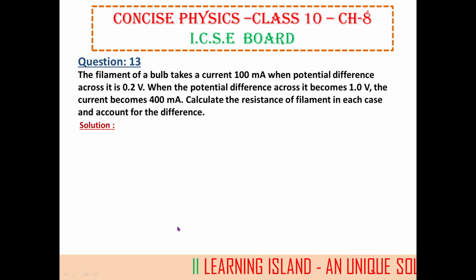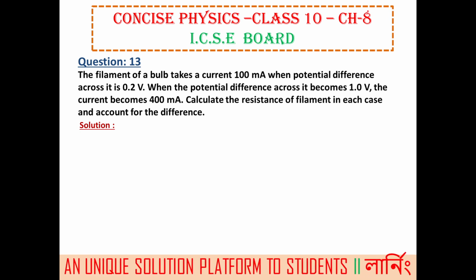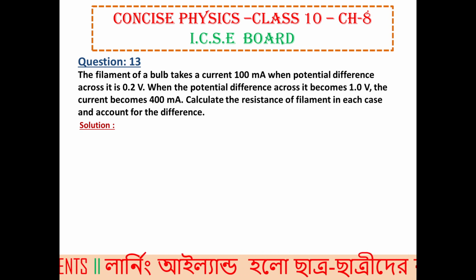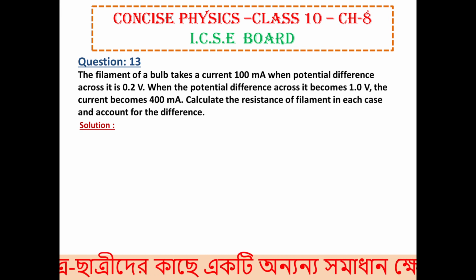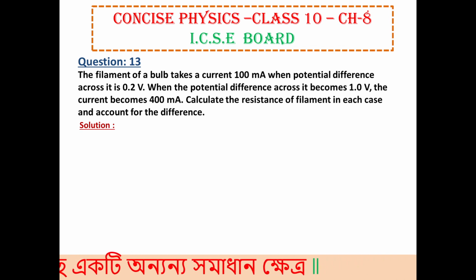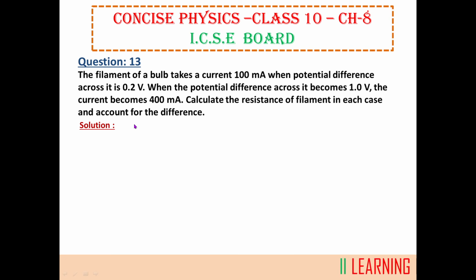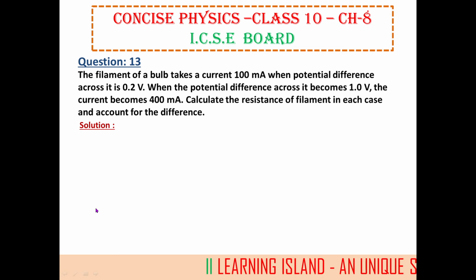The filament of a bulb takes current 100 milliampere when potential difference across it is 0.2 volt. When the potential difference across it becomes 1 volt, the current becomes 400 milliampere. You see here, if the potential difference increases, the current is also increasing. So calculate the resistance of the filament in each cases. So I'll suggest you first of all write down the given data.